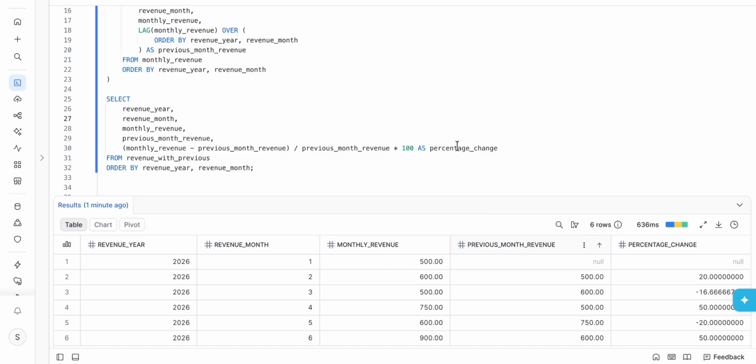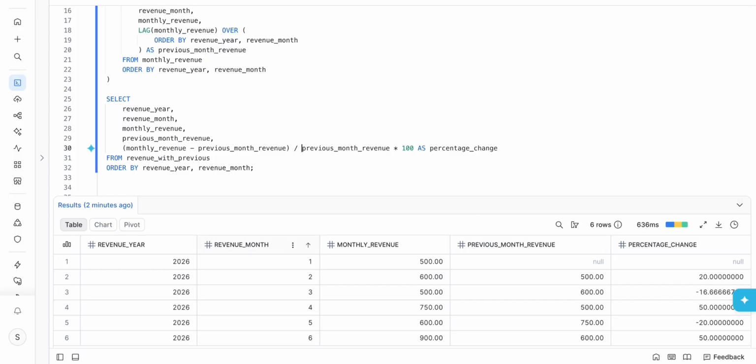There is one edge case we should fix before calling this complete. What if previous month's revenue is 0? Our formula would try to divide by 0, which will return an error, divide by 0 error. So let's protect against that. And let's round the decimal to 2 places. We don't want to see all these zeros after the decimal.